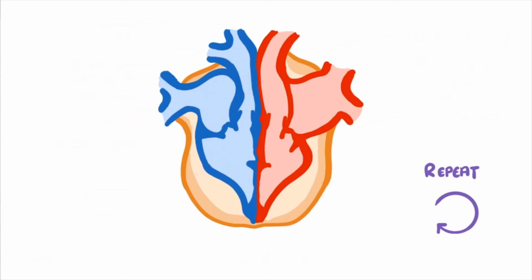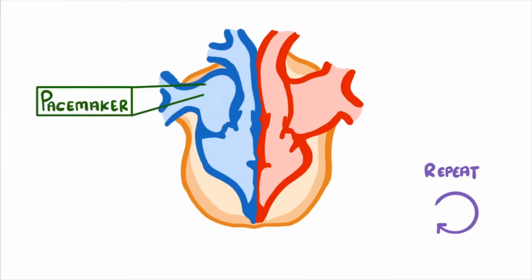In fact, this cycle repeats around 70 times a minute, which is over 100,000 times each day. To keep this beat steady, we have a group of cells in the right atrium that act as a pacemaker. And these pacemaker cells produce small electrical impulses, which spread through the muscular walls of the heart, causing them to contract. In some rare cases, though, these pacemaker cells don't work properly.